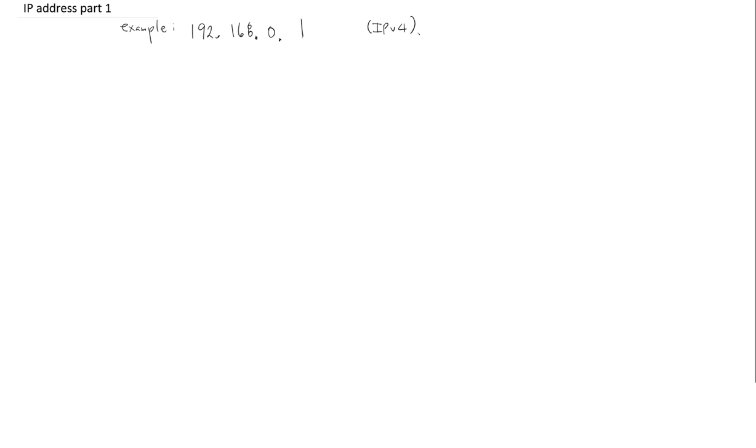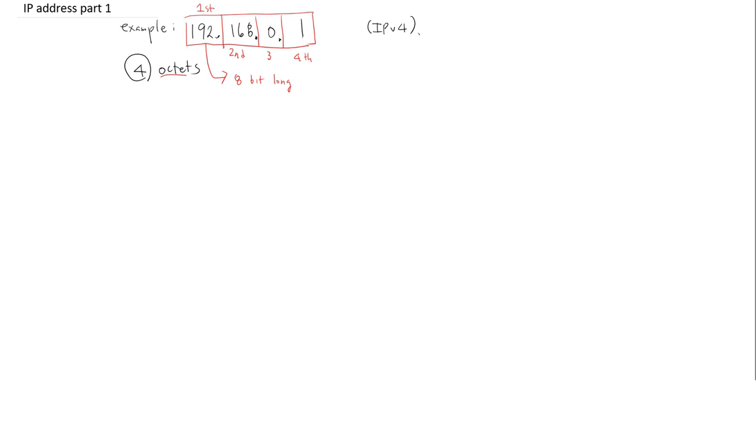Now, the IPv4 address has 4 octets. Why is it 4? We have the first octet, the second octet, the third, and the fourth octet. The name octet, you know the octopus has how many legs? Octopus has 8 legs. So each octet is basically 8 bits long. How many octets do we have? We have 4 octets.